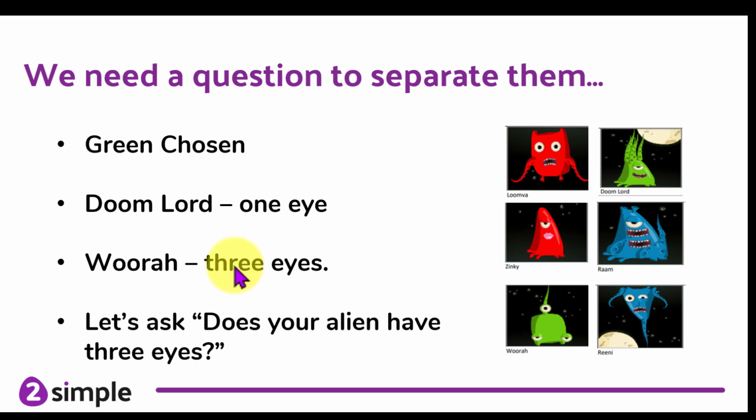So let's imagine that we've chosen green. So we look at the greens, we say, all right, Doomlord's up here, and he's got 1 eye, and Woorah is down here, and Woorah's got 3 eyes. So we could just ask something like, does your alien have 3 eyes? As a question to separate them. Great, that's nice and easy.